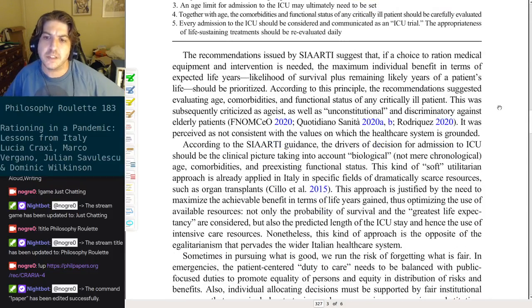The recommendations issued by CRT suggest that if a choice to ration medical equipment and intervention is needed, the maximum individual benefit in terms of expected life years, likelihood of survival plus remaining likely years of patient's life should be prioritized.